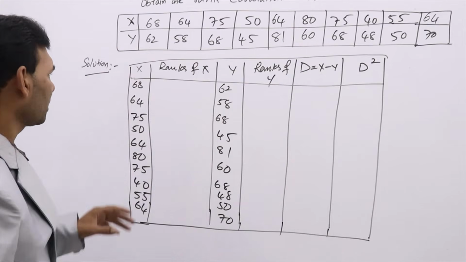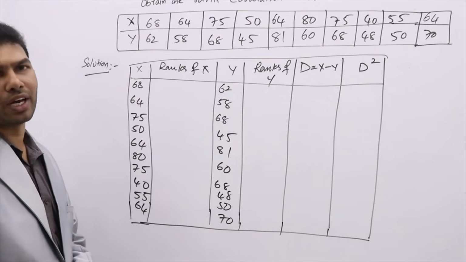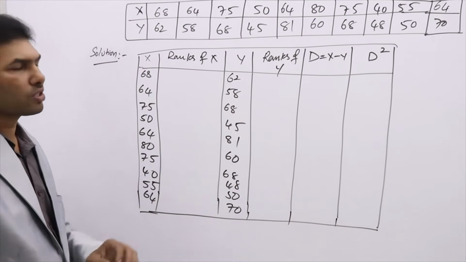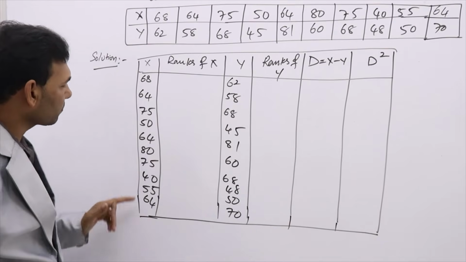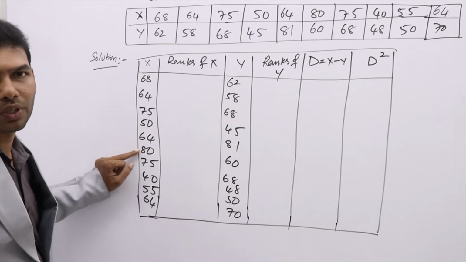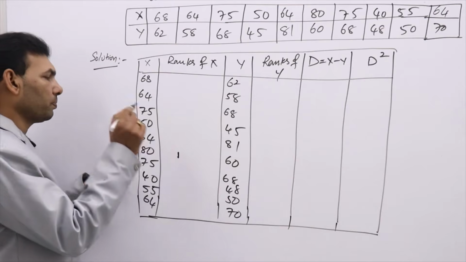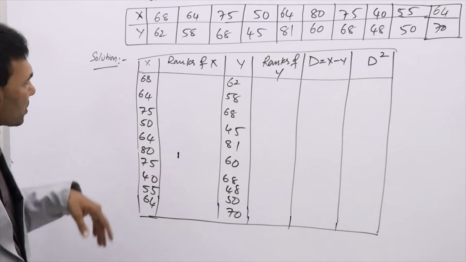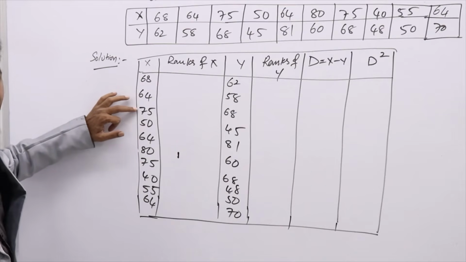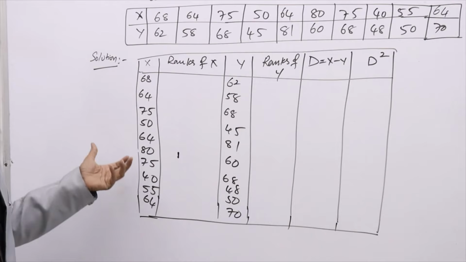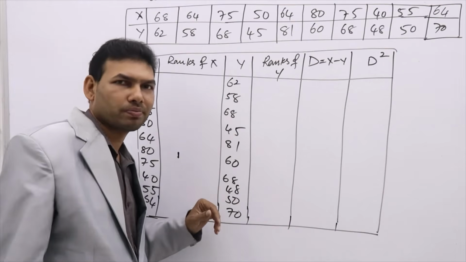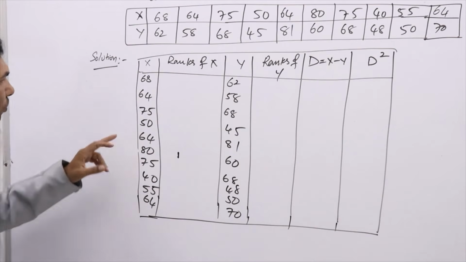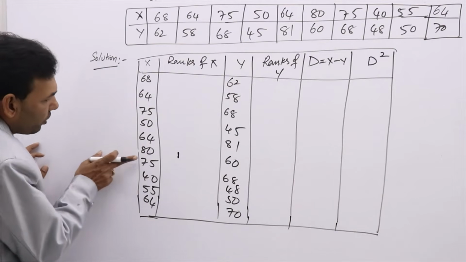Now ranks of x, that means for these values we need to give the ranks. The first rank will be given for the highest marks. So what is the highest marks in these? 80 is the highest, so 80 will get rank 1. Next highest will get rank 2. What is the next highest? 75. While checking the next highest, check whether one more 75 is there or not. Yes, one more 75 is also there.